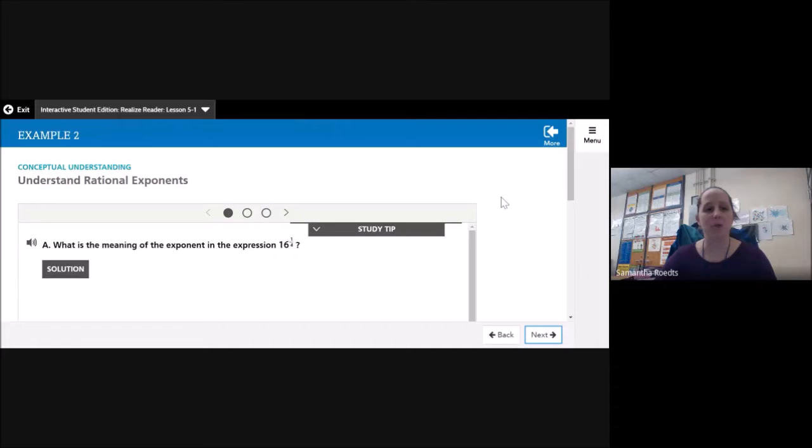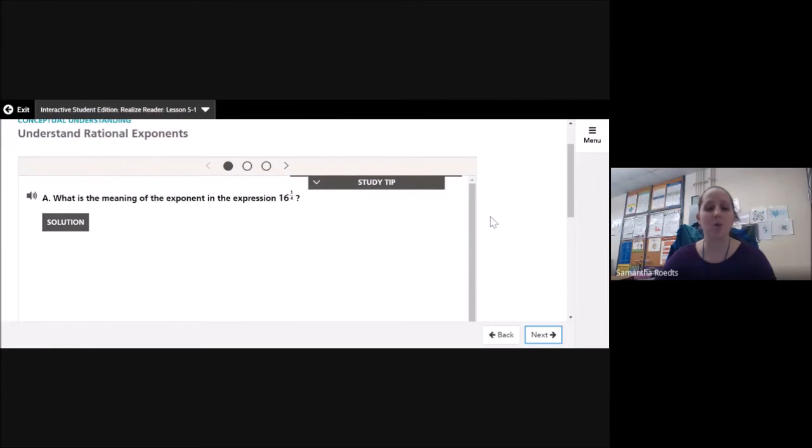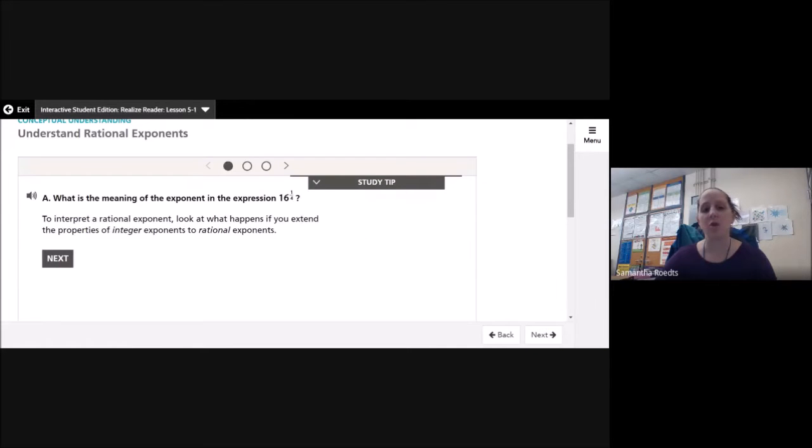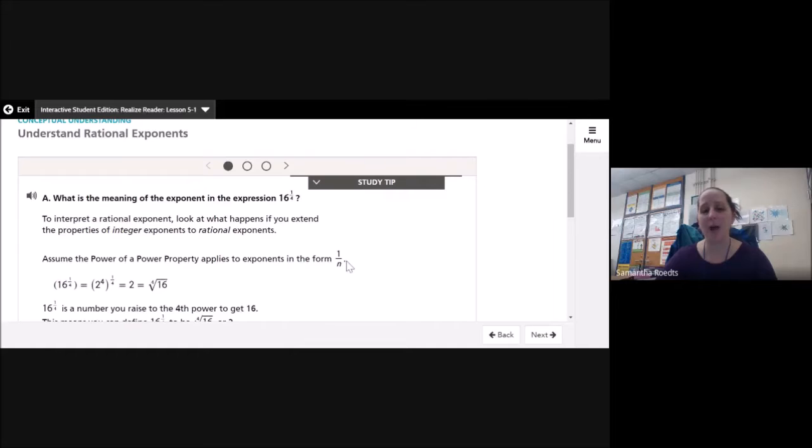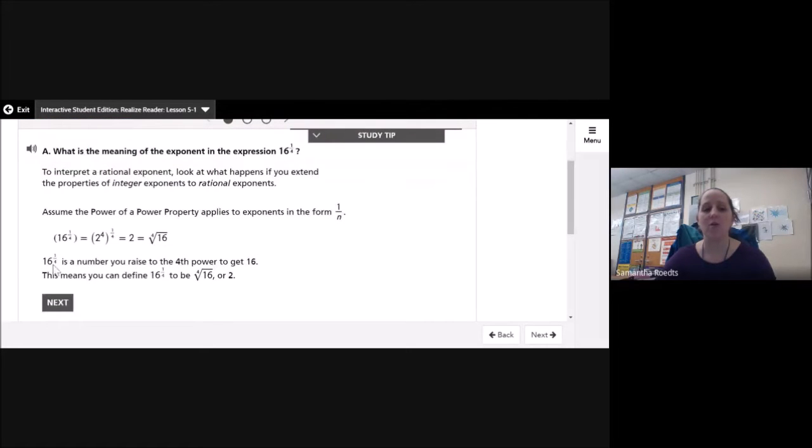All right, example number 2, understanding rational exponents. What is the meaning of the exponent in the expression 16 to the 1/4? To interpret a rational exponent, I look at what happens if you extend the properties of integer exponents to rational exponents. So I assume the power of a power property applies to exponents in the form 1 over n. So 16 to the 1/4 equals 2 to the 4th times 1/4, which equals 2, which equals the 4th root of 16. So 16 to the 1/4 is a number you raise to the 4th power to get 16. This means you can define 16 to the 1/4 to be the 4th root of 16, or 2.